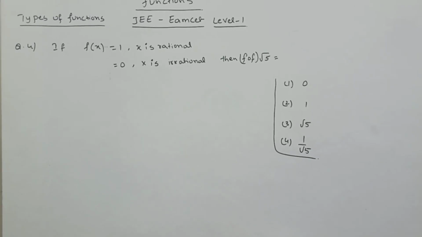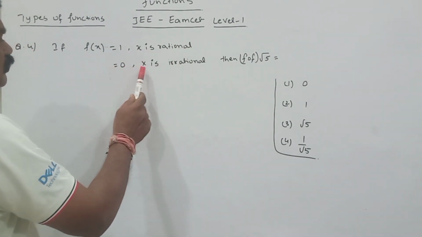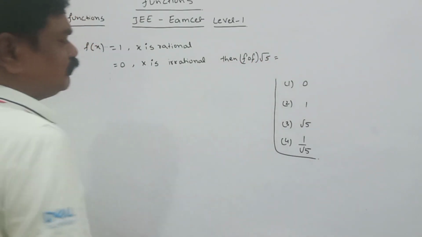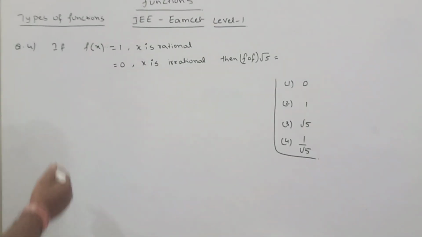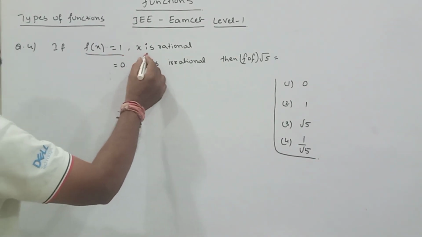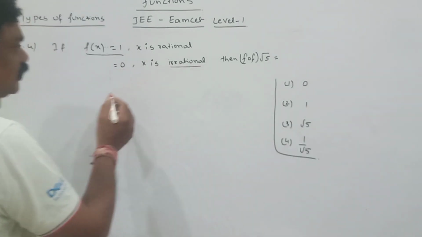Here we have given one more problem. If f of x is equal to 1 when x is rational, and equal to 0 when x is irrational, then f circle f of root 5 is equal to. Here we have f of x is equal to 1, x is rational, 0, x is irrational.